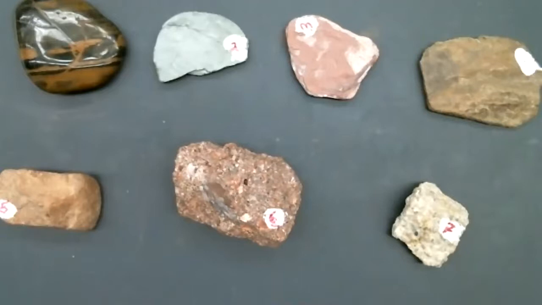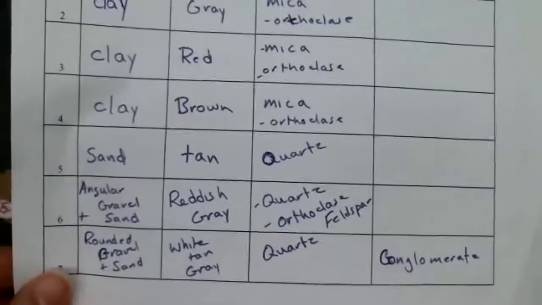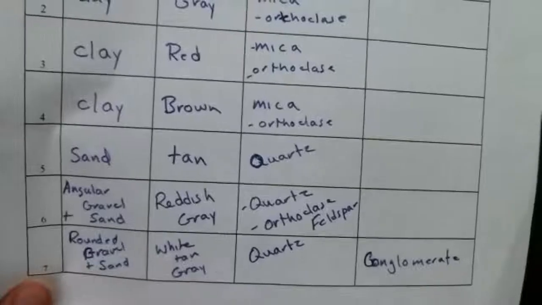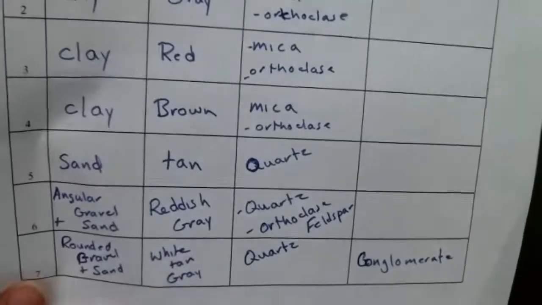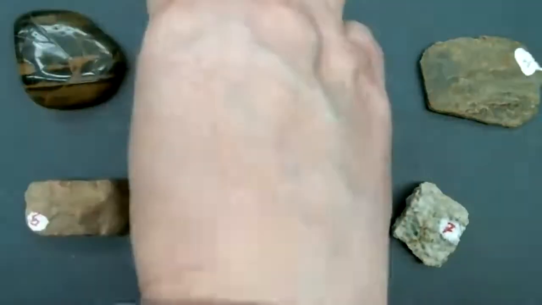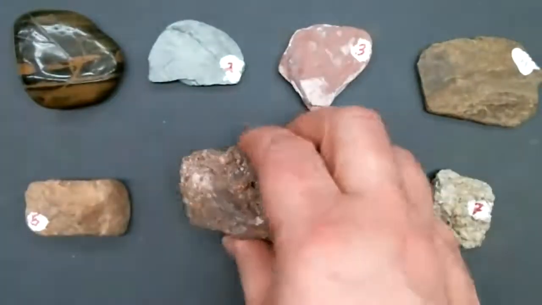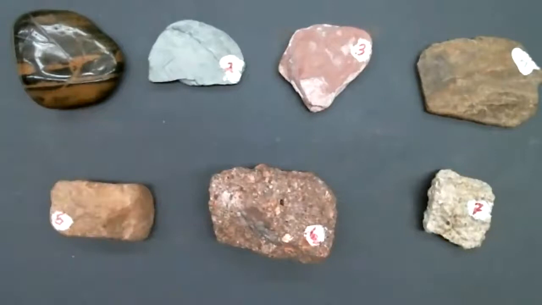So with that, you record conglomerate for number 7 and identify the rest of the rocks. So I'm going to stop this video here. Here are each of the rocks, so you can see them again in the video if you need to, while you are identifying these rocks.